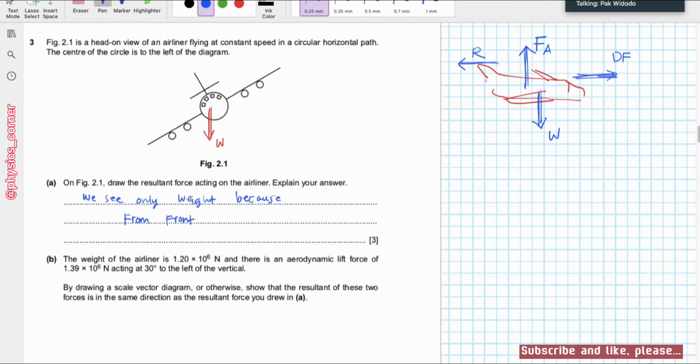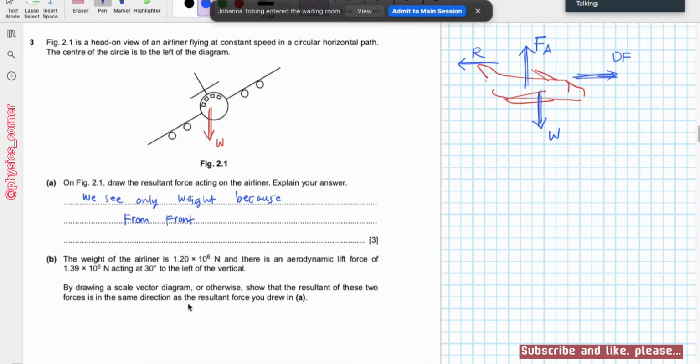Okay, let's check B. The weight of the airplane is 1.20 times 10 to the power 6 Newton, and there is an aerodynamic lift force of 1.39 times 10 to the power 6 Newton acting at 30 degrees to the left of the vertical. By drawing a scale diagram or other ways, find the resultant of the two vector forces.